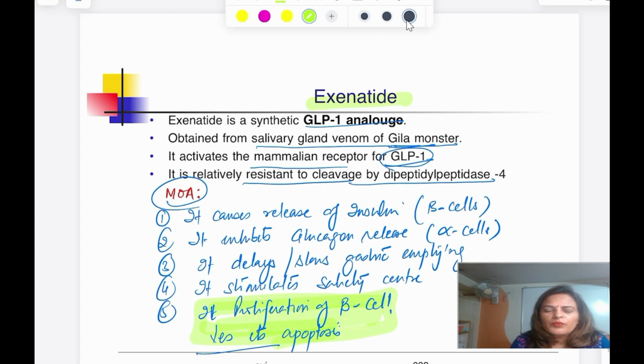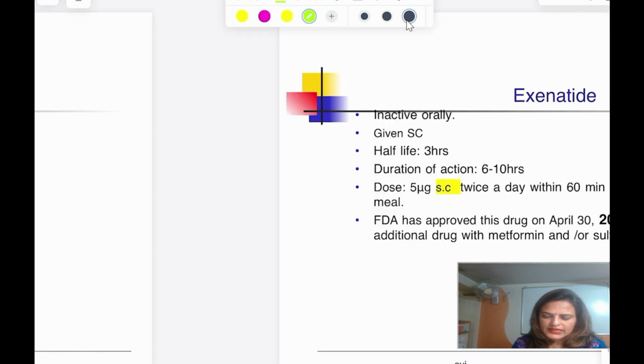So what is the mechanism of action of exenatide? It stimulates the satiety center, so in the patient there will be loss of appetite. It slows the gastric emptying, so the patient will always feel full. This is the mechanism of action of exenatide. In the same way, the mechanism of action of DPP4 inhibitors is also similar. They also cause the release of insulin. They inhibit the degradation of endogenous GLP. We'll see in the next slide.